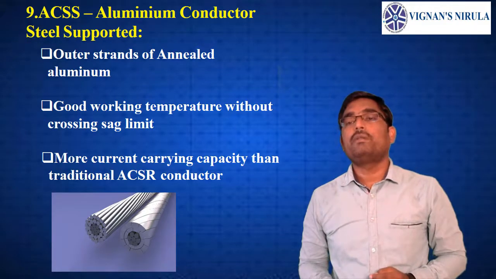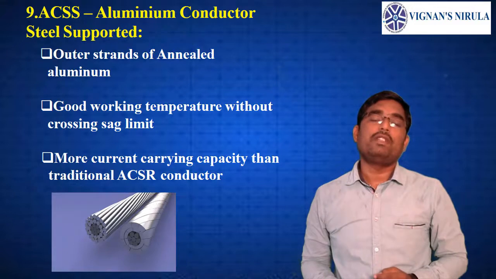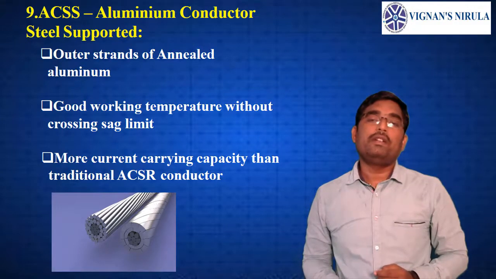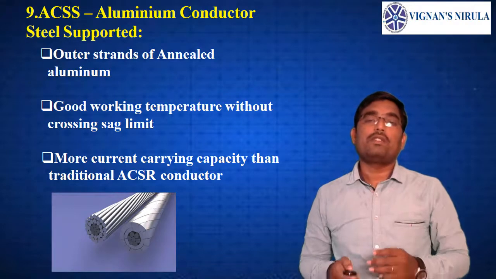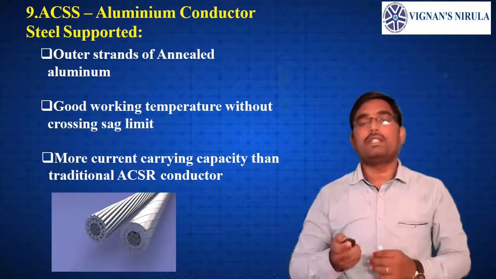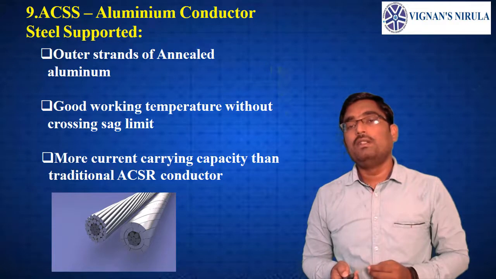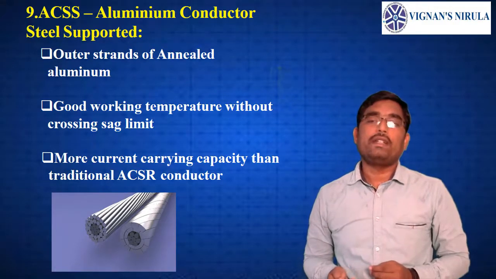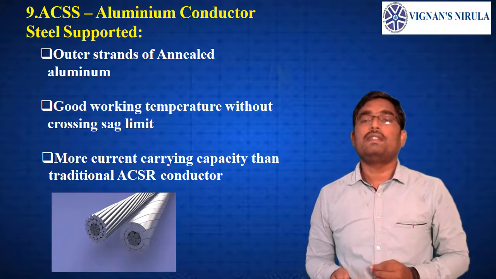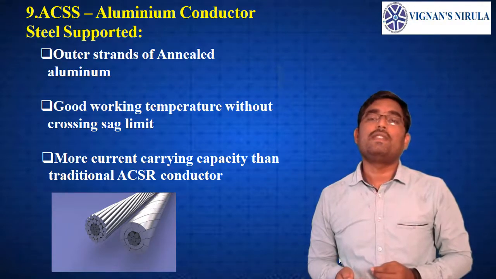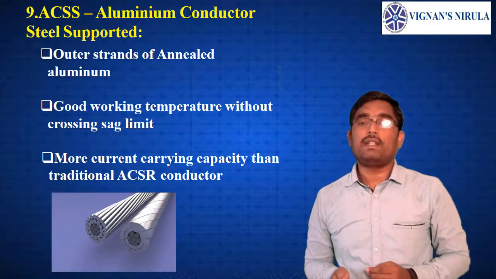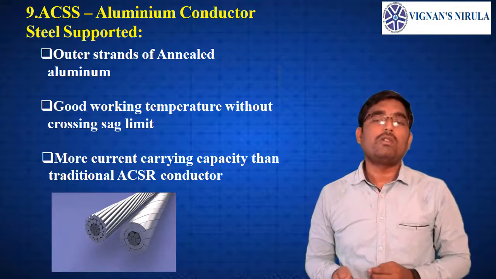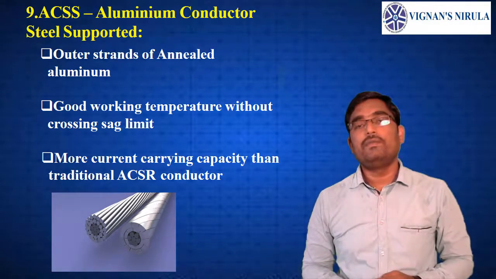So, good working temperature without affecting the sag limit. It can be used for higher working temperatures when compared to previous conductors, so the working temperature withstanding will be more. Next, more current carrying capacity than the traditional ACSR conductor. Because of using this annealed aluminum in the outer strands, the current carrying capacity will also be more when compared to the ACSR conductor.